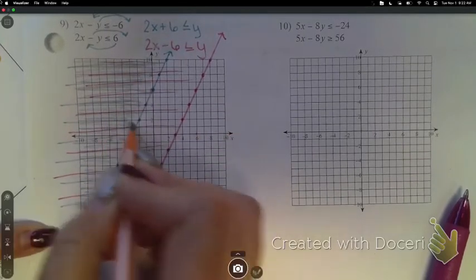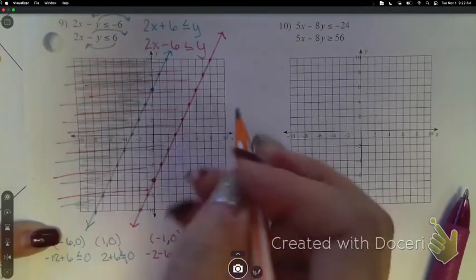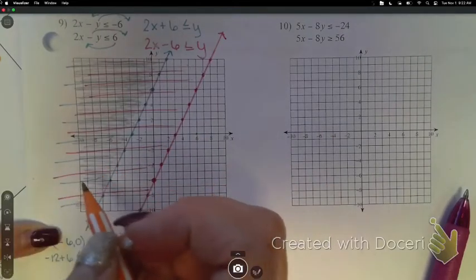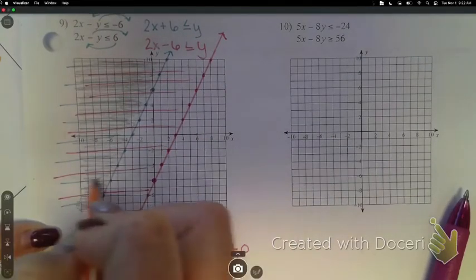With your pencil, I would do exactly what I did. Just draw a few lines. And then when you have your final solution set, then do what? Shade it all in.